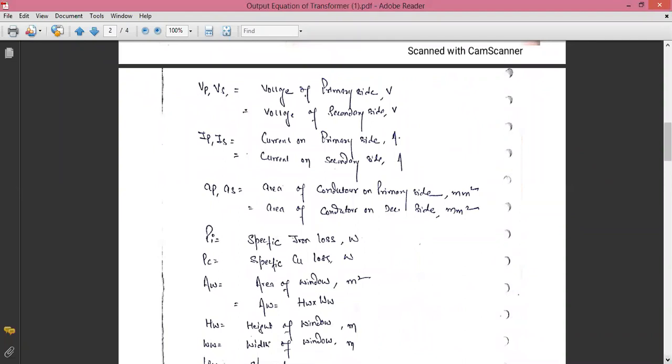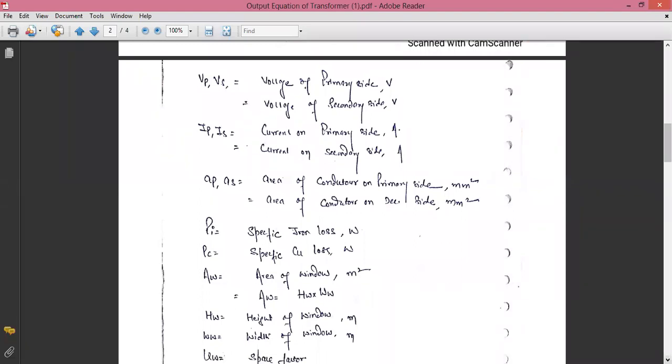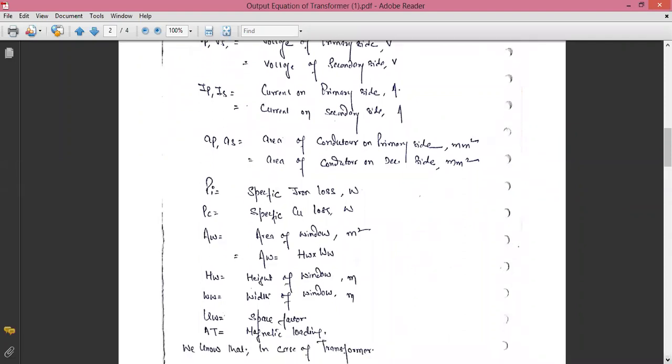Next one, AW, is called the area of the window, and it will be measured in meter square. This area of the window is AW equals HW into WW, where HW is the height of the window and WW is the width of the window, and the units are in meters. KW is called the space factor, a constant value, and AT is called the specific magnetic loading.